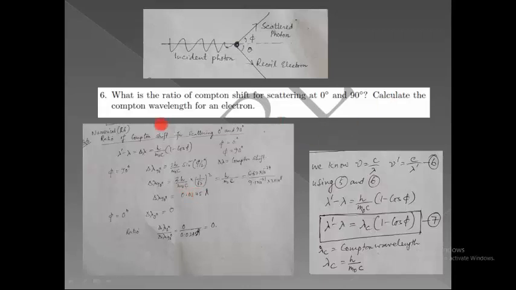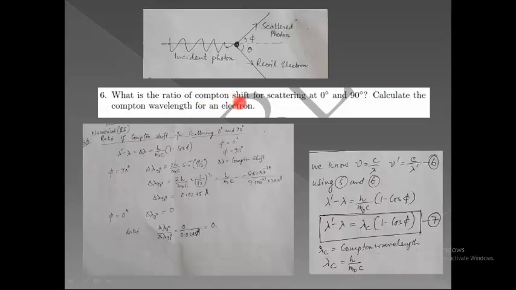So what is the value of Compton wavelength? Simple. You just substitute the values of all these constants, and you get the value as 0.0245 into 10 raised to minus 10 meter. 10 raised to minus 10 meter we write in short as Angstrom. So I write 0.0245 Angstrom. Now, the first part. What is the ratio of Compton shift?